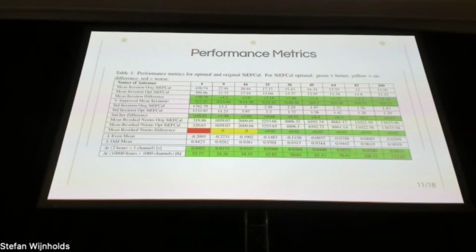So here is just a table with a bunch of data. We just wanted to make sure that the solutions we get are good. So we calculated the standard deviation of the iterations, and we also calculated the mean residual norm of the original STEFCAL and the optimal STEFCAL. In the case of 4, 9, and 16 antennas, the mean residual norm wasn't as good, but as antennas became more, the mean residual norm was actually better. And that means that we get a good solution when we compare it to STEFCAL.